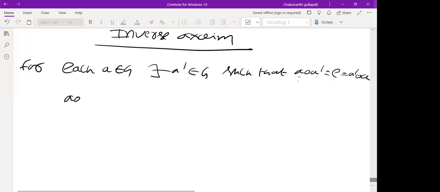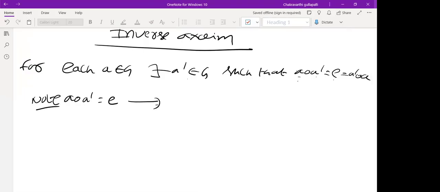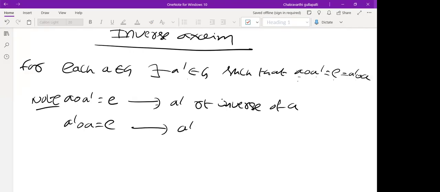If A circle A prime is equal to E is satisfied, and the other is not, then A prime is called the right inverse of A. Next one, if A prime circle A is equal to E is satisfied, A prime is called the left inverse.